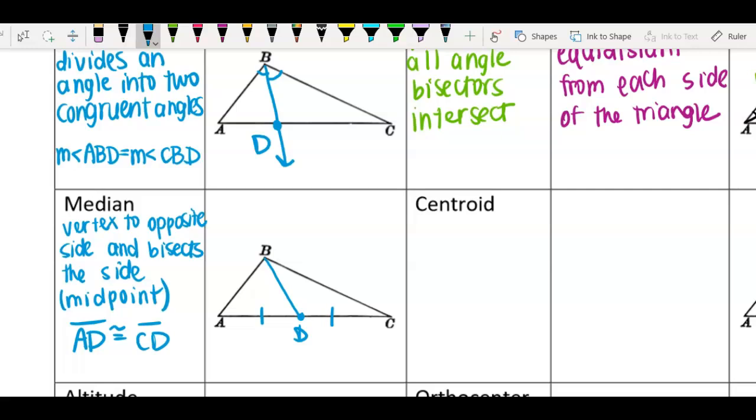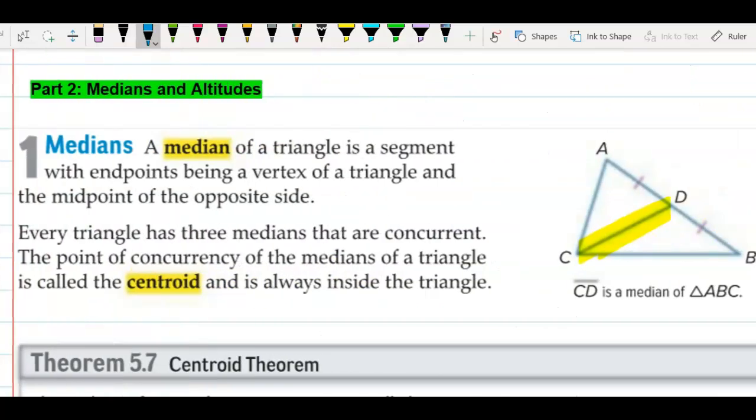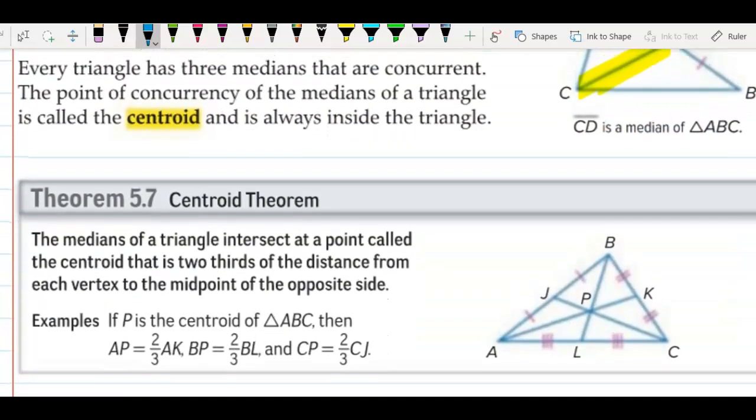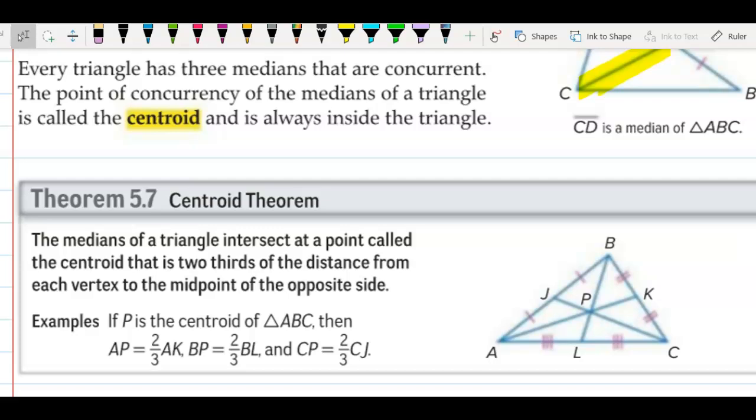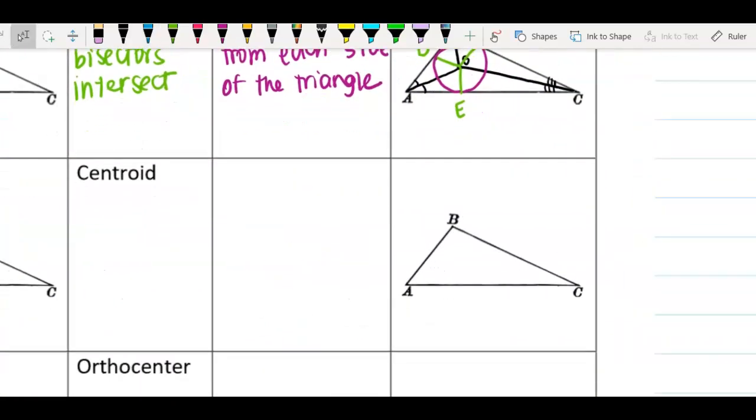So following in line with our nice organized chart, it follows that the centroid should be the point of concurrency. The centroid is the point of concurrency of all of the medians, okay? How this works out with the medians, and therefore the centroid, is that when the medians intersect, it creates a sort of ratio between the segments. So let's go ahead and draw it, and I'll explain how the centroid works.